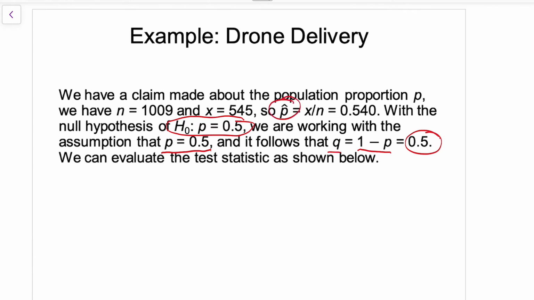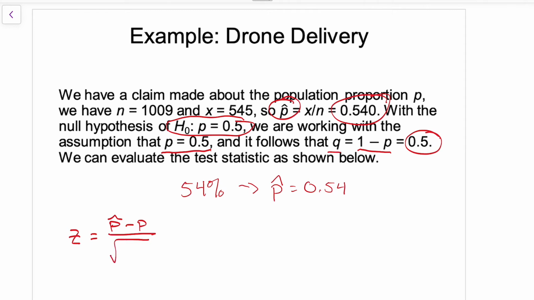Our sample proportion is going to be 0.54. Remember, the survey said that 54% of respondents. That tells us our sample proportion is 0.54. And so what we can do now is compute our test statistic relating to this information. So to compute our test statistic, we use the formula where z is equal to p hat minus p all over the square root of pq over n.